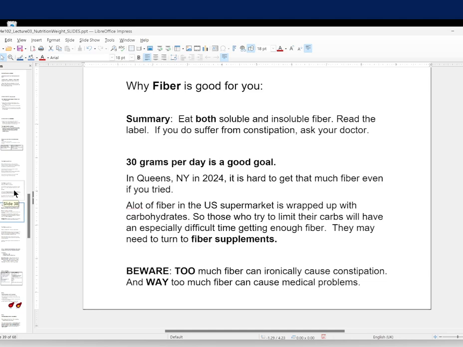Americans are supposed to eat about 30 grams per day. Again, one size fits all doesn't fit everybody, but so the average is 30 per day, depending on your medical situation.